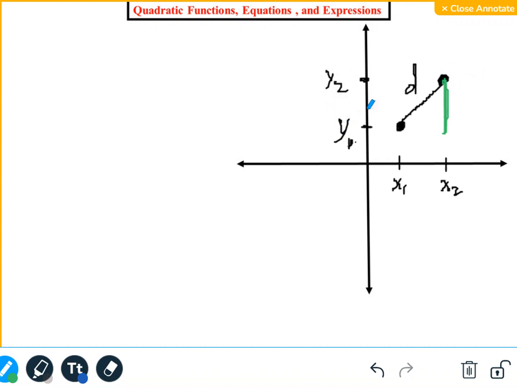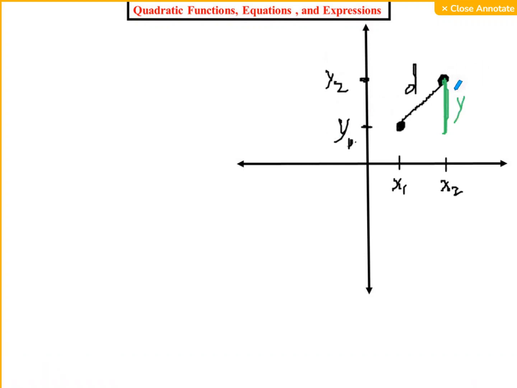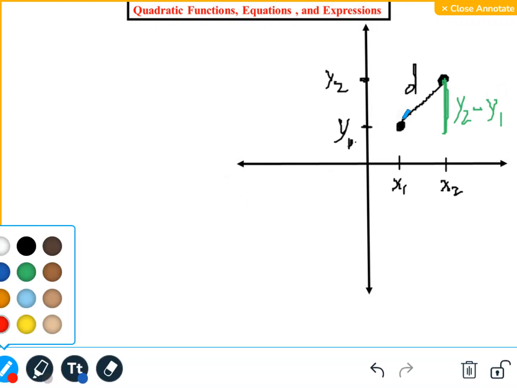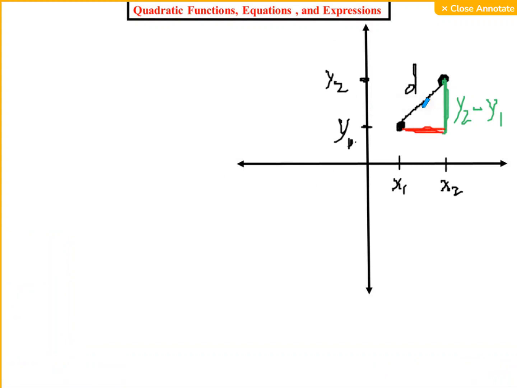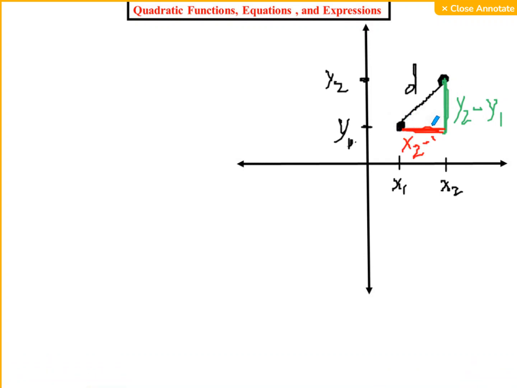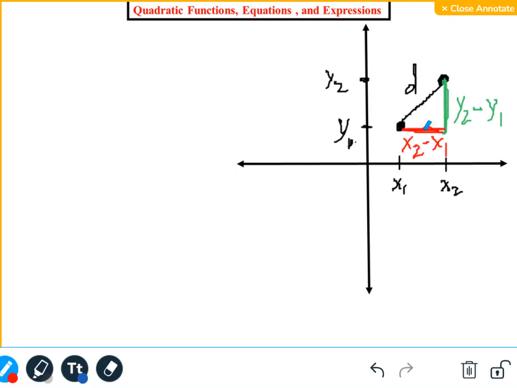Right, but what do I do? Yeah, y2 minus y1, that is correct. Write that in there, please. So that means for the base, hey neighbor, what do we need to write for the base, guys? All right, what do we write, Christina? x2 minus x1. All right.